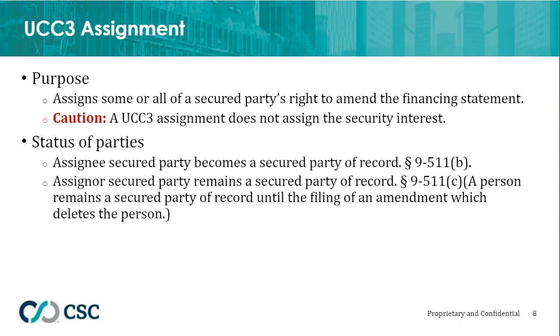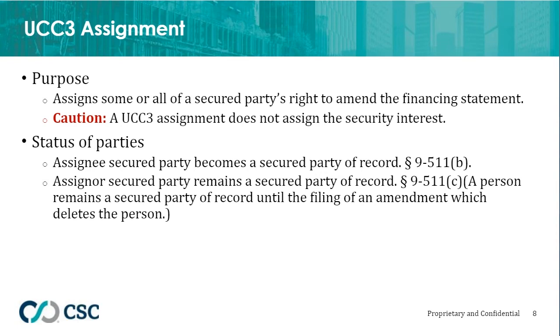Some commentators have said no. Once an assignment's filed, the assignor has no more interest in the record. But I think that's a risky view to take of it, because the black letter of the statute does draw a distinction between a UCC3 assignment and the effect it has on the parties that are secured parties of record. So the safest course of action is to assume that the assignor remains a secured party of record until an amendment is filed to delete the party.